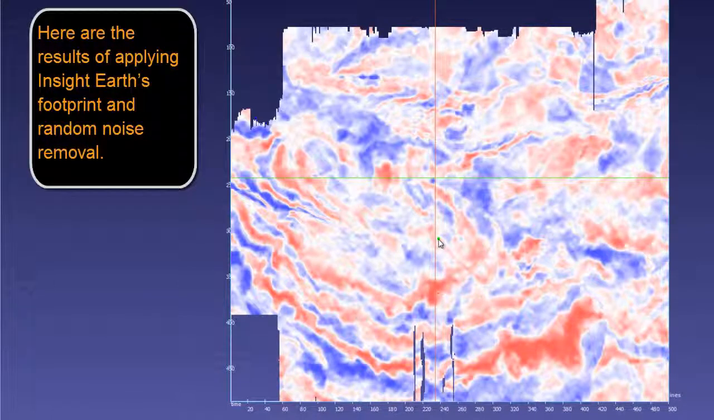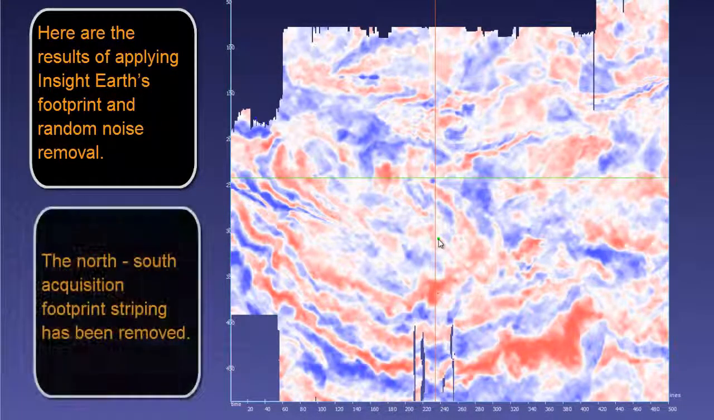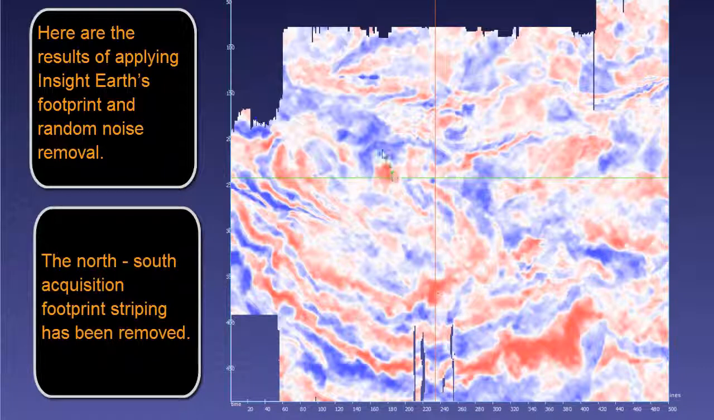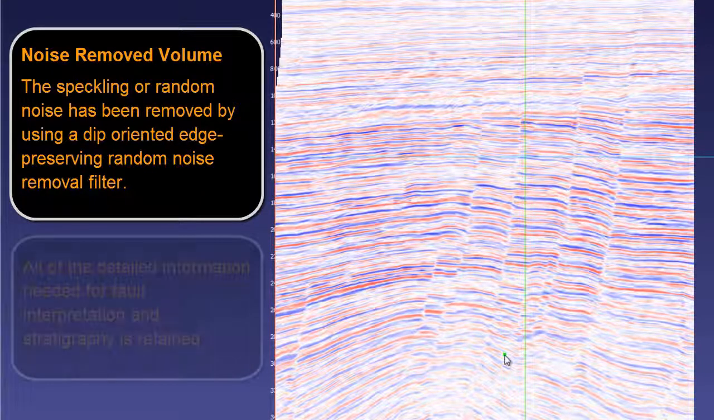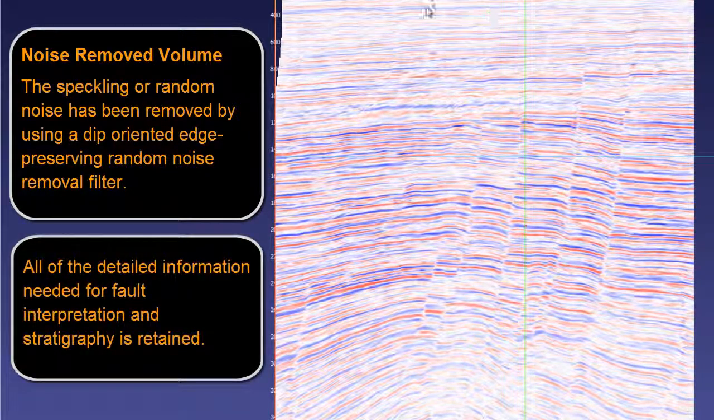Here are the results of applying InsightEarth's footprint and random noise removal processes. The north-south acquisition footprint striping has been removed. Here we can see in a vertical section of the original data how bad the acquisition footprint and random noise looked prior to applying InsightEarth's noise removal. Here is the noise removed volume. The speckling or random noise has been removed by using a dip-oriented, edge-preserving random noise removal filter. All of the detailed information needed for fault interpretation and stratigraphy is retained.